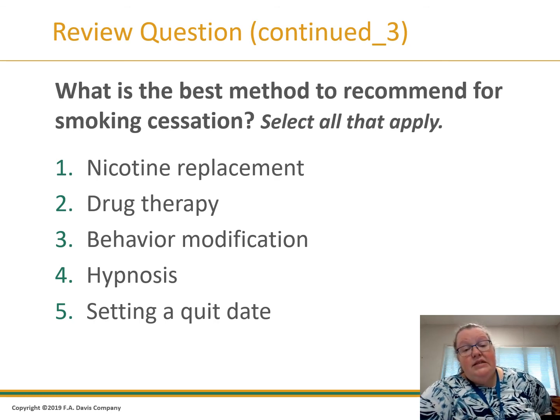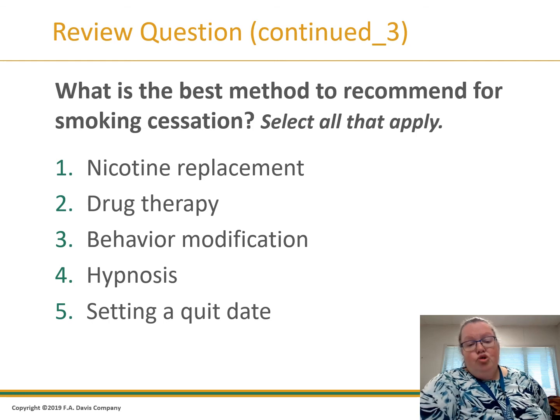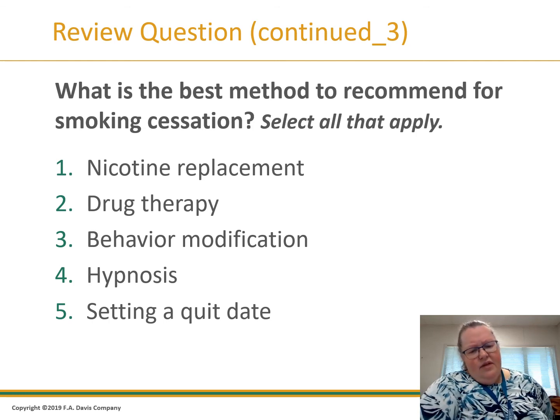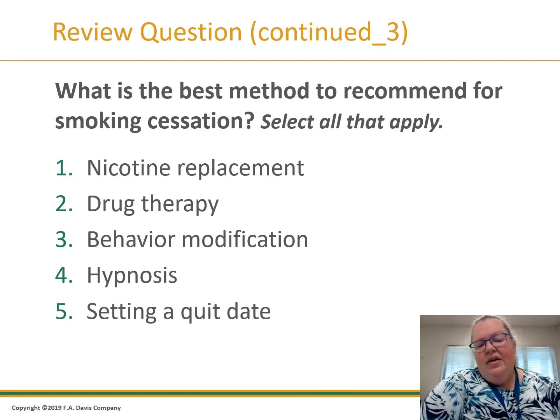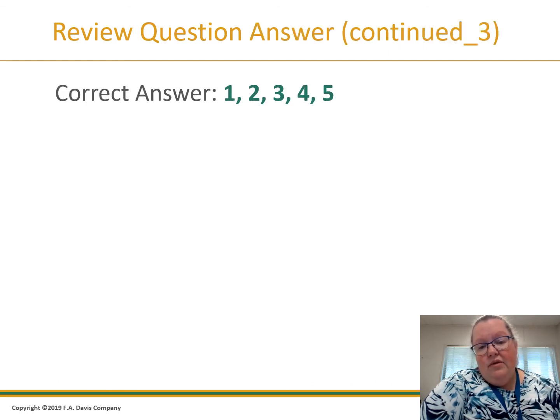What is the best method to recommend for smoking cessation? Nicotine replacement is a good thing. Drug therapy and behavior modification, hypnosis, setting a quit date. I think it's all of them except for 3. I think 1, 2, 4, and 5. Behavior modification. Come on now. Oh, it's all of them.